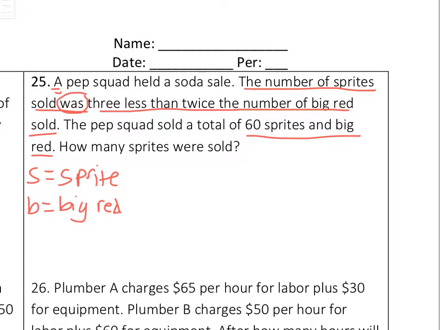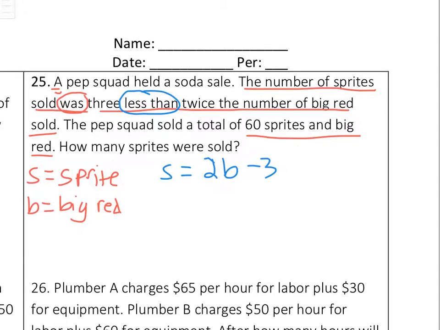The first equation is the one that's a little bit hard, just because you have to figure out what does 3 less than twice the number of Big Red mean. Well, the number of Sprites sold was, that means S equals 3 less than twice the number of Big Red. Twice the number of Big Red is just 2B, and then 3 less than, well, what's 3 less than anything? You have to subtract 3. So you're subtracting 3 from that. All right, there's your first equation.